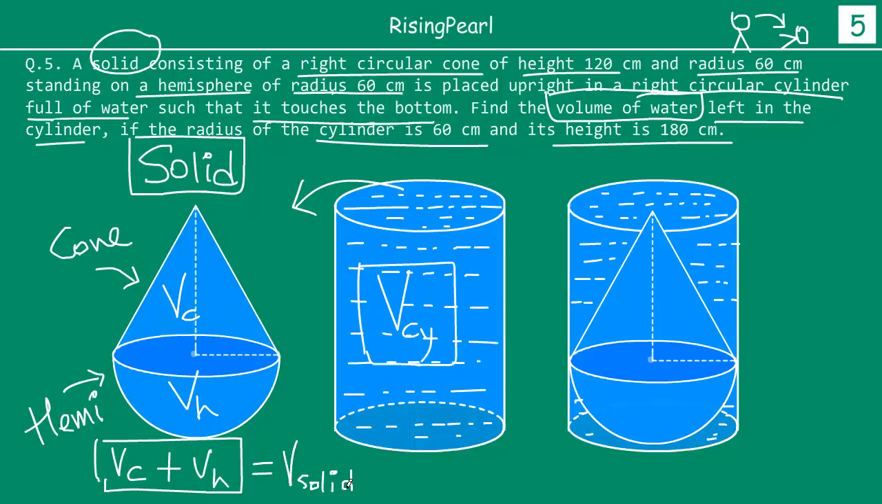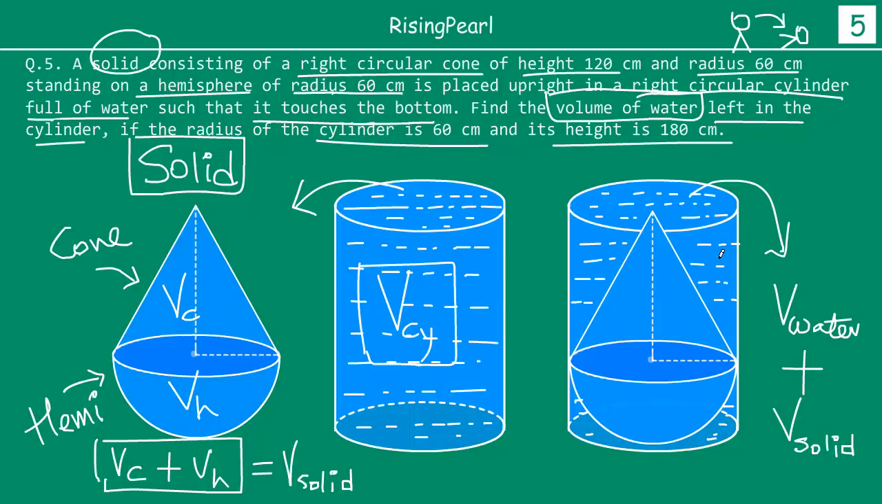When you put that inside, obviously some water spills out, maybe a lot of water spills out, but whatever amount of water is left inside, let's say VW, the volume of water left inside after you have placed the solid, plus the volume of the solid, if you add these two, they must be equal to the volume of the cylinder.